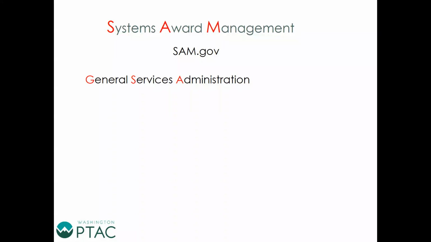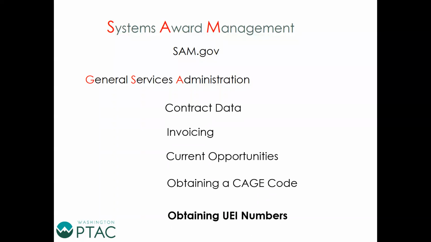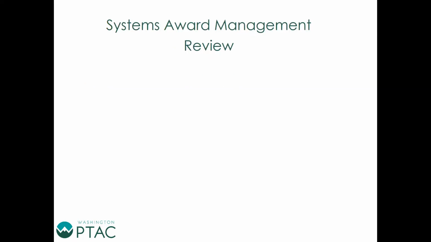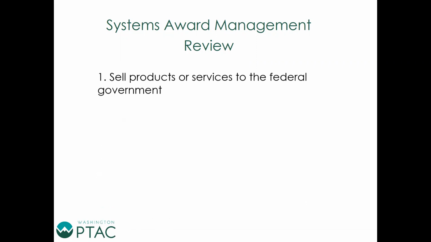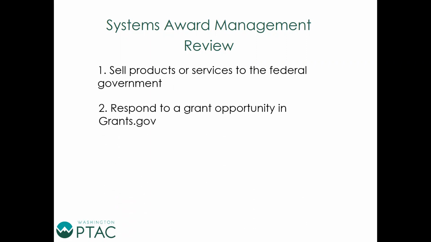Suppliers in general may be interested in SAM in order to look up contracts or information on contract data. They also want the ability to get paid from a federal contract or a federal grant. Invoicing starts in sam.gov. If you want to look up current opportunities for contracting, you would go to sam.gov. You would also go there to obtain a CAGE code, and you will also go to sam.gov to obtain your UEI number. So to review, SAM is for you if you want to sell products or services to the federal government. I don't know if anyone here is interested in that, just in case. If you want to respond to a grant opportunity in grants.gov, or if you just want to obtain a UEI number.